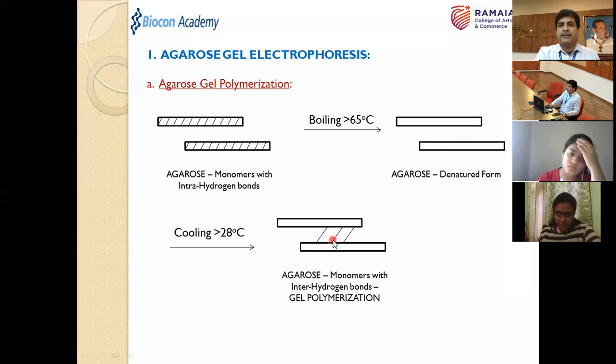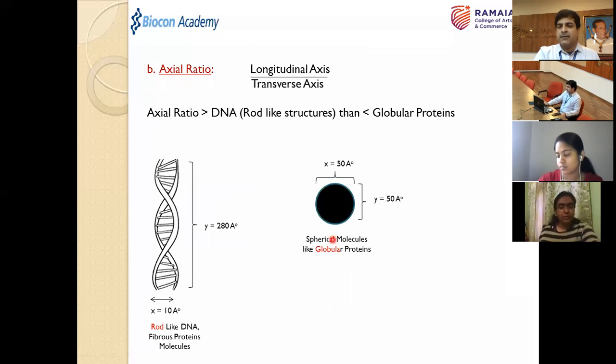And that is called polymerization of the gel. Understood now? So agarose gel polymerization is basically changing of intra-hydrogen bonds to inter-hydrogen bonds. That is what gel polymerization is in the case of agarose gels. So that's how agarose gel polymerization is used for making the gel.